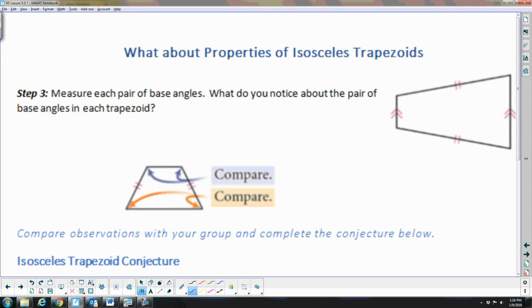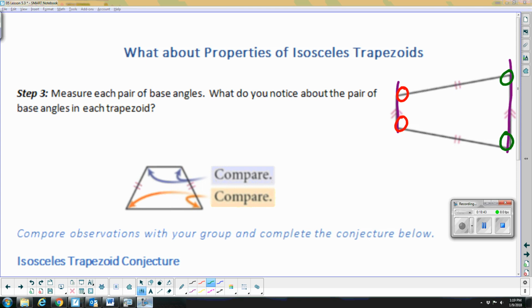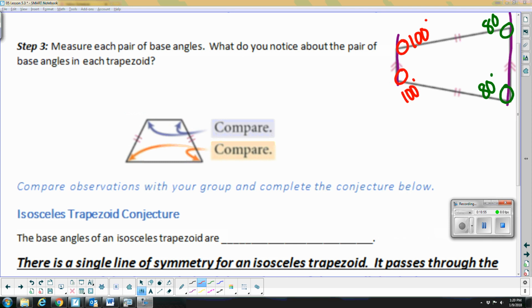So here's one base, here's another base. So this is one pair of base angles, and this is another pair of base angles. So you should take out your protractor and measure those base angles, and then make an observation. So if I'm looking at this isosceles trapezoid, and I measure the two base angles that are in red, I get 100 degrees for both of those. And if I measure the two base angles that are in green, that pair is both 80 degrees.